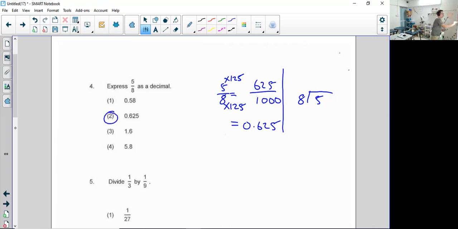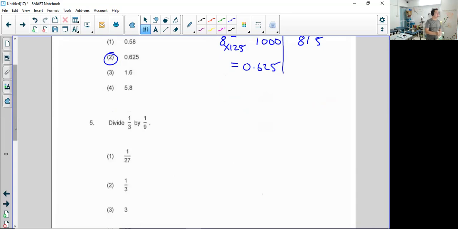All right, question number 5. How do you divide a fraction by another fraction? So you divide 1/3 by 1/9. You keep the first fraction, change the divide to times, and flip the second fraction upside down.